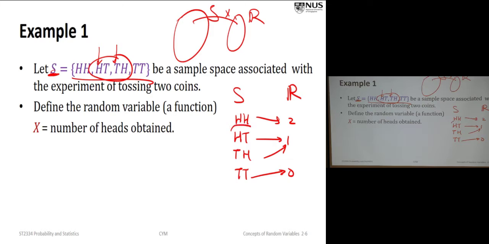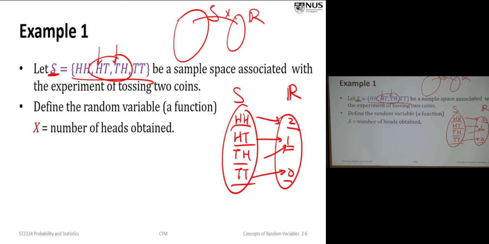That means HH will be 2, HT will be 1, TH will also be 1, and TT will be 0. All right? So this is my sample space. This is the real numbers. This is the function X to map all of this. This X, in fact, is the number of heads.